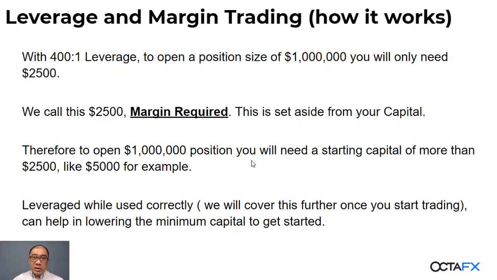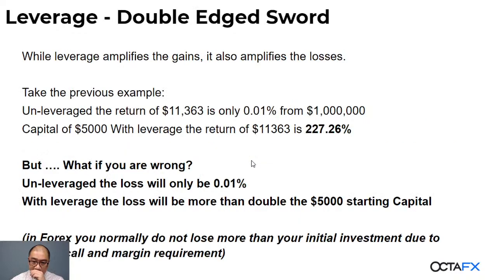This example is a super bad example. It's just an easy way to illustrate how required margin works. But if you do have a $5,000 account, I don't recommend that you open a lot size of $1 million, because that's going to damage your account really quickly. Okay, but we'll talk about that later on in a separate webinar when we talk about position sizing, your risk management and whatnot.